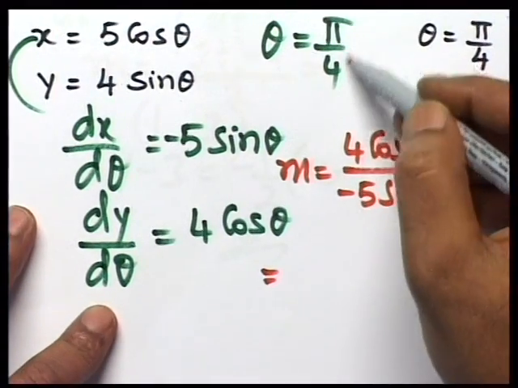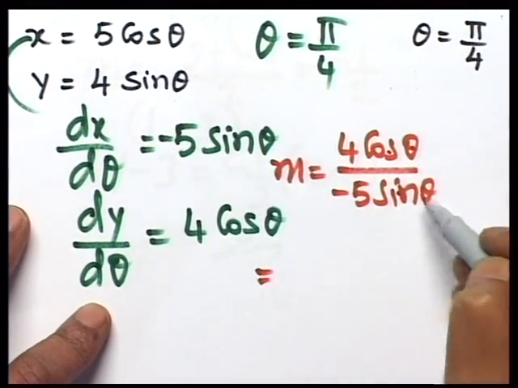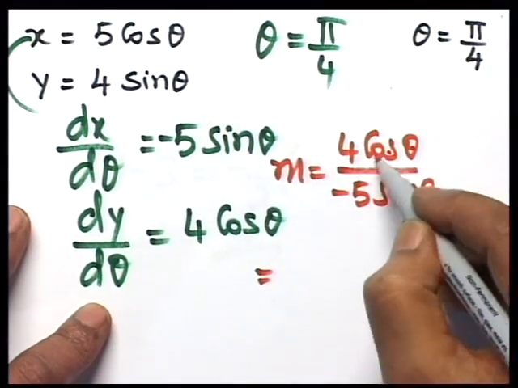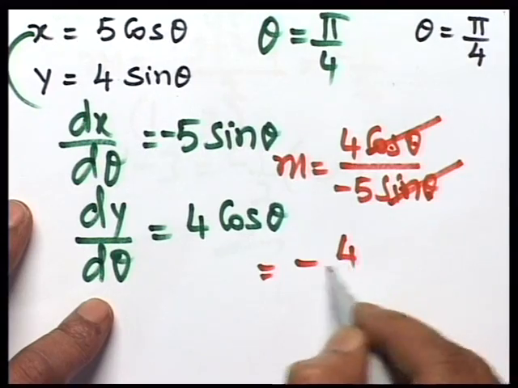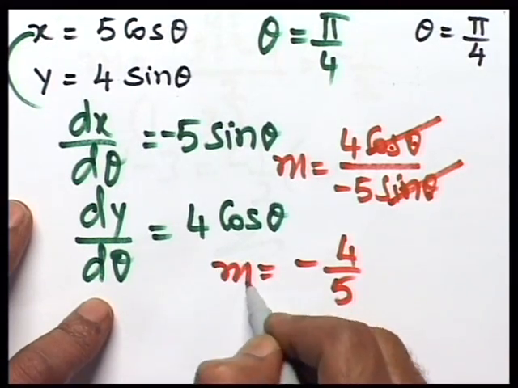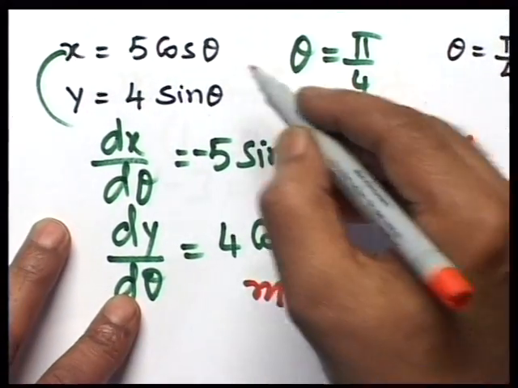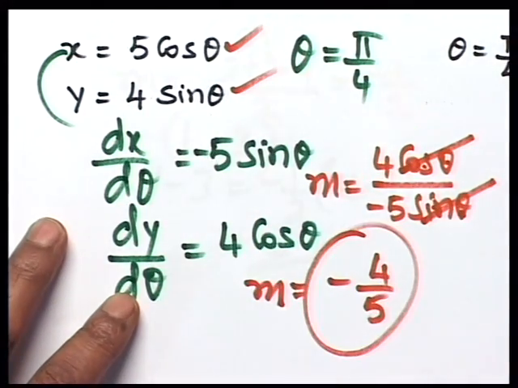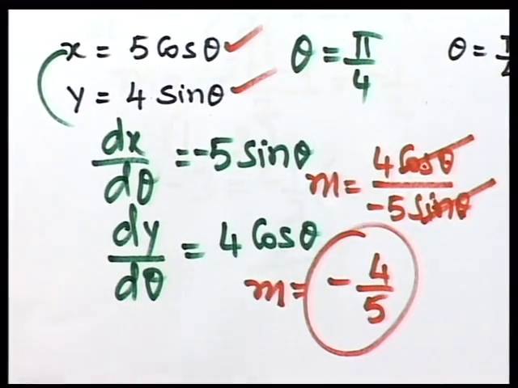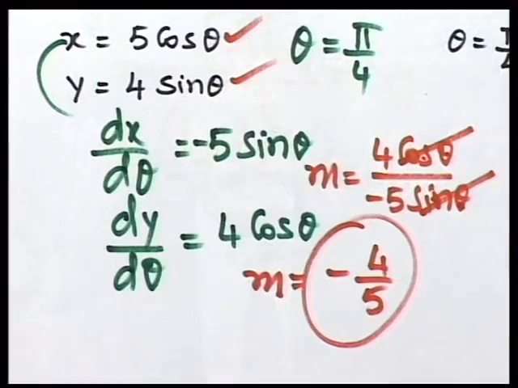Guys, listen, at pi over 4, cos theta and sin theta both have the same value. So they actually go away. You are left with minus 4 over 5. That's the gradient. And substitute pi over 4 back in here and there. You get the point and use this gradient and find the equation of the tangent. I will leave that sum with you to do, because I've done one. Okay.